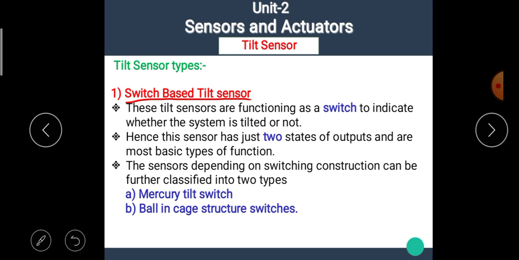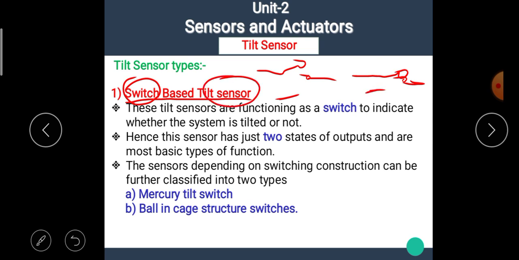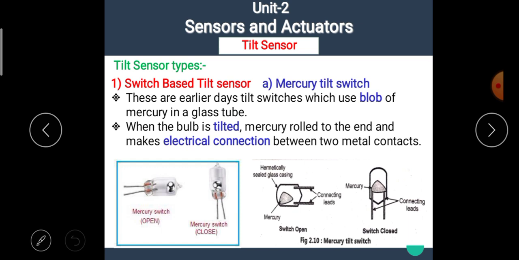First of all, we have to know the positions of the switch. The switch is operated in only two modes, that means the open switch like this and the closed switch like this. These two positions are represented by the tilt sensor. The switch based tilt sensor is divided into two types: Mercury tilt switch and ball in cage structure switches. Let's see the Mercury tilt switch.